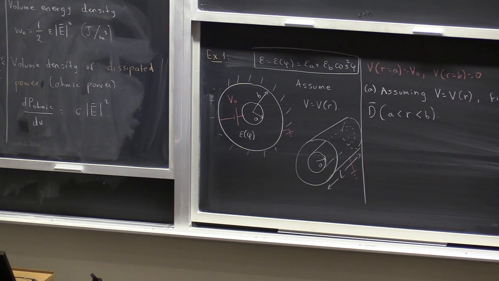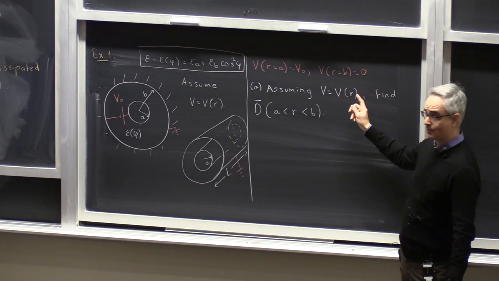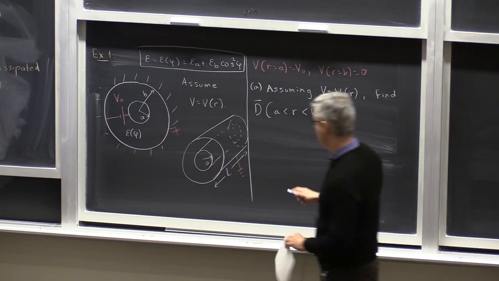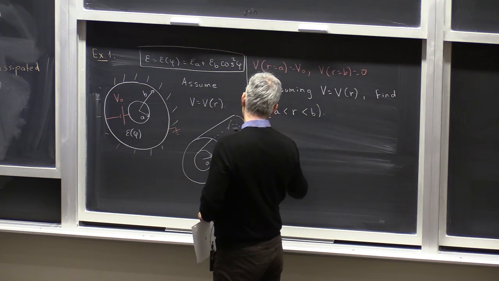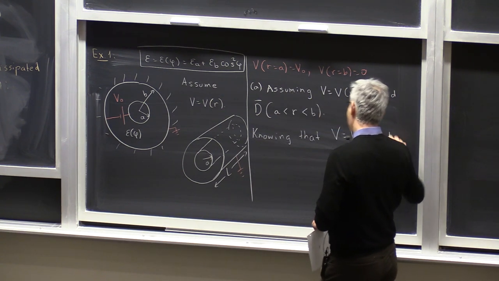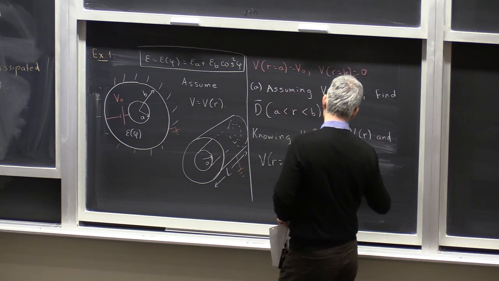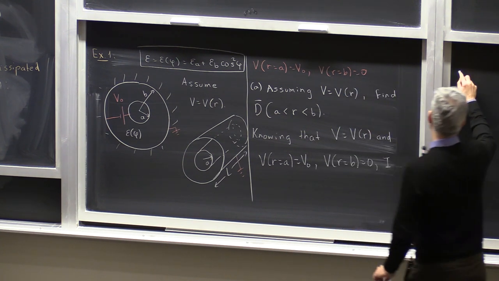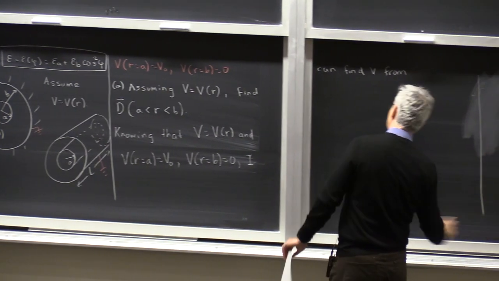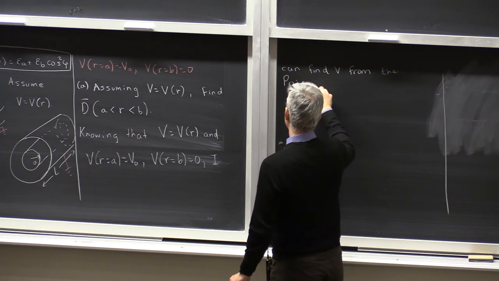So in this case now, I can use the Laplace equation because the problem gives me some guidance about the potential, and also I have the boundary conditions. So knowing that the potential is a function of r and the boundary conditions, I can find the potential from the, we will see, Poisson or Laplace equation.